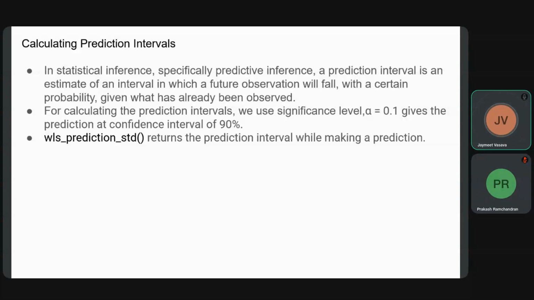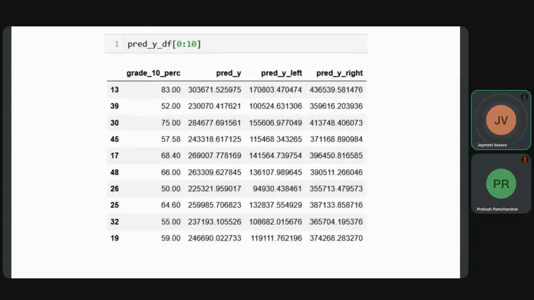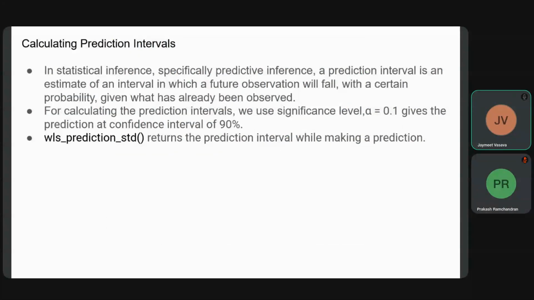For calculating this interval, we'll be using the wls_prediction_std method, which returns the prediction interval while making a prediction. This wls_prediction_std method takes the first argument as the model, the second argument as the independent variable, and the significance level, as mentioned over here, alpha.